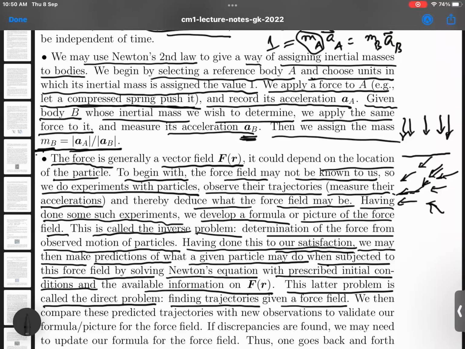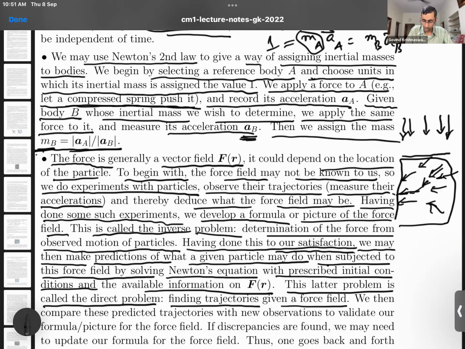I will take some reference particle and let it fall over here, and find its acceleration by viewing its motion, by taking photographs, finding where it is at what time, and then computing acceleration. From the acceleration and the known inertial mass, I will find the force at that place. I will repeat this process in different places, thereby finding the force at many points in this room. Having done that, I have got a picture of the force field.